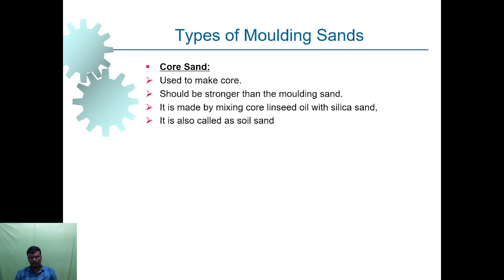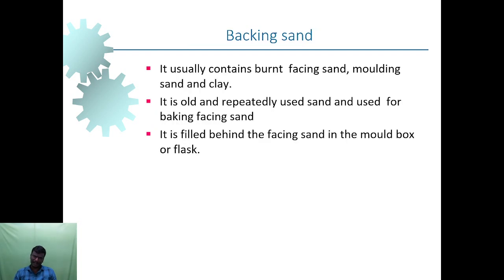Next, core sand is used to make a core. It should be stronger than the molding sand. It is made by mixing core oil and silica sand. It is also called oil sand. And packing sand. Packing sand usually contains a mix of facing sand, molding sand and clay. It is old and repeatedly used sand and is used for packing behind the facing sand. It is filled behind the facing sand in the mold box or flask.